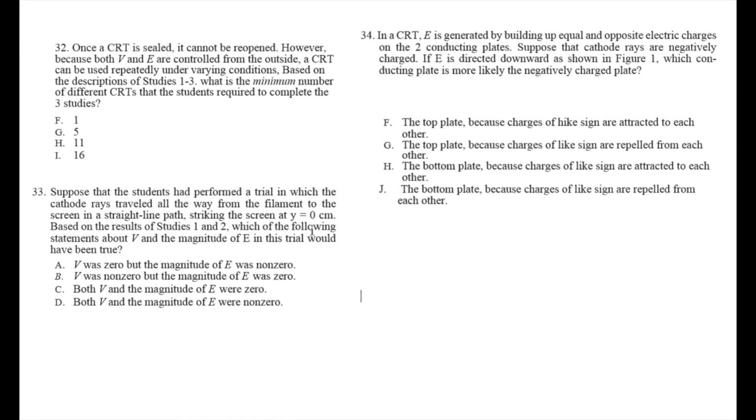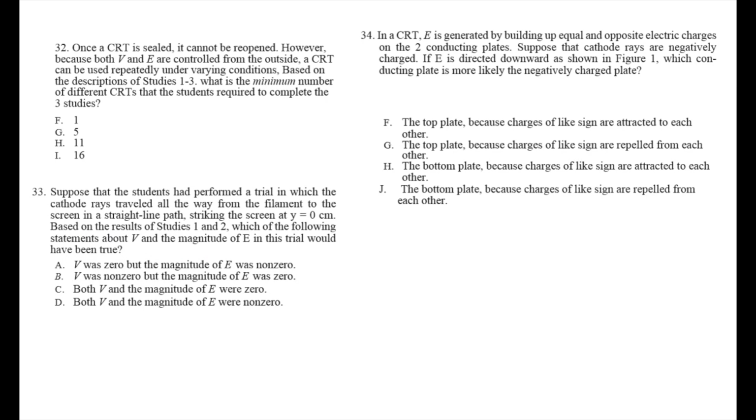Based on the results of studies 1 and 2, about V and the magnitude of E: from study 1, it looks like E needs to be 0, and from study 2, it looks like nothing special about V needs to hold true if we want y to equal 0. So let's look at our options here. A: V was 0, but the magnitude of E was non-zero. Well, that's the opposite of what we want. B says V was non-zero, but the magnitude of E was 0. That looks exactly like what we want, so we can stop reading here and select B as the correct answer.